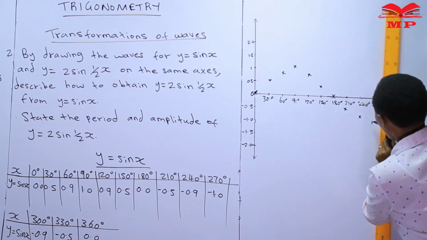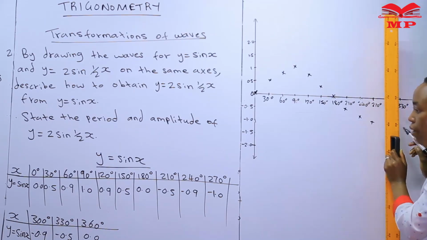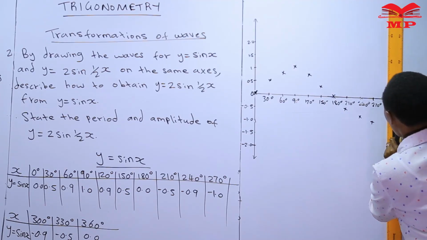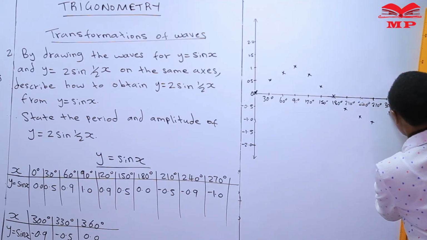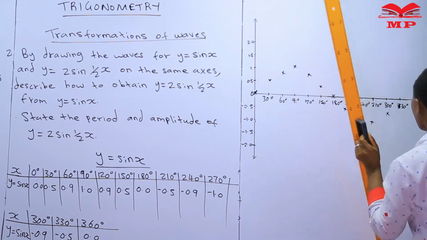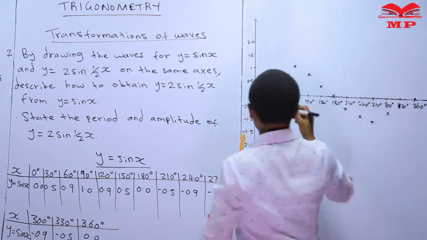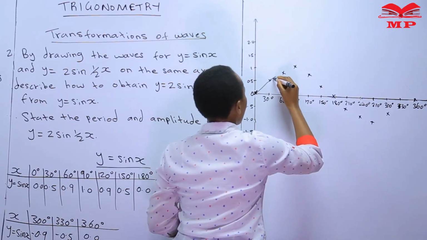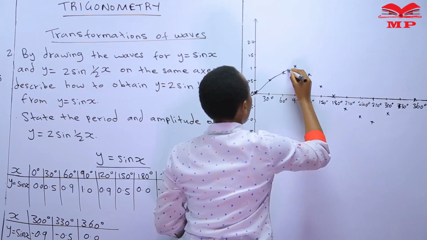Negative 1 is here. Then for 300 we have negative 0.9, then negative 0.5, negative 0.5, and then 0. So we plot that once again. This is the curve that we are going to obtain.